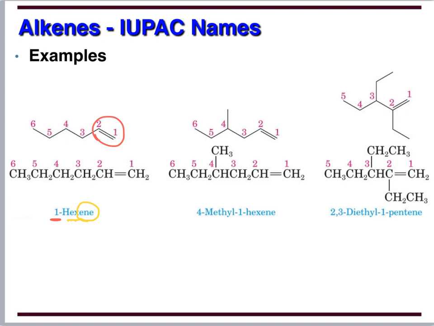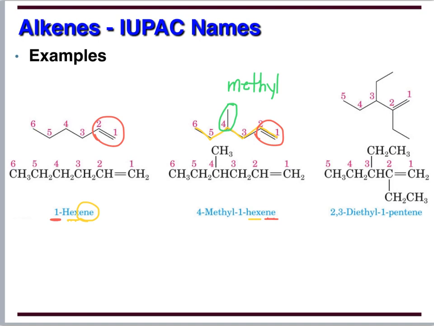So again, finding my longest carbon chain, 1, 2, 3, 4, 5, 6. So again, it's going to be hex. Again, I'm looking at a double bond, so the ending is going to be ene. But now I've got this branch, which we know from the previous lessons is called a methyl group.